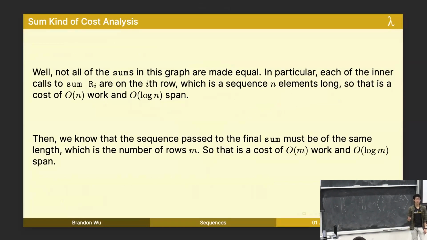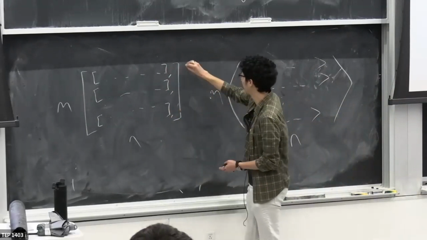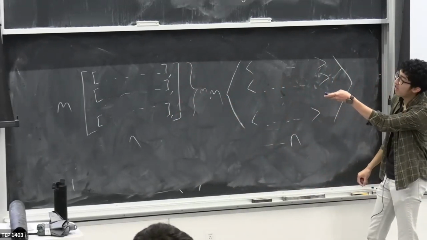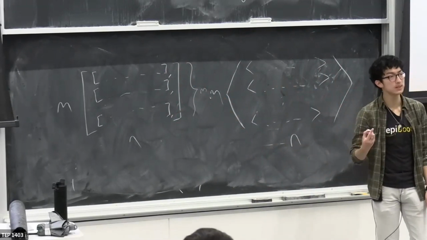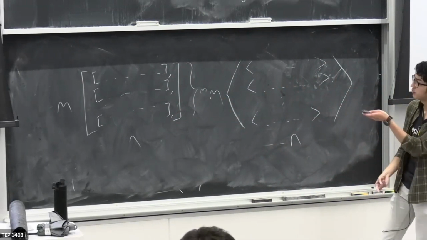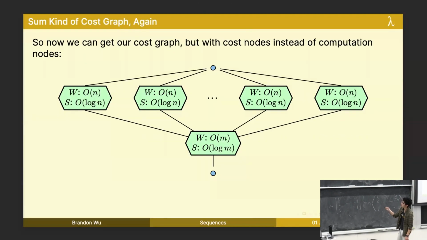But the outer sum has a sequence that's m entries long, because after I collect all these sums, this guy is still m long. So when I reduce across this, my cost is now O of m work and O of log m span. It's as simple as looking at the individual nodes and then summing them. Given that information, I can substitute for all the nodes. I look at the sums of r sub i, and I replace each by something which was O of n in work and O of log n in span. There are m many of those. I didn't specify in the drawing, but there are m many of them. And then they feed into this sequential node that has O of m work and O of log m span.